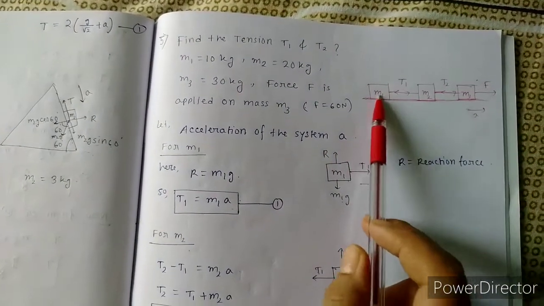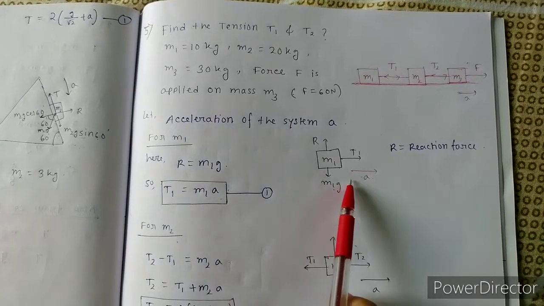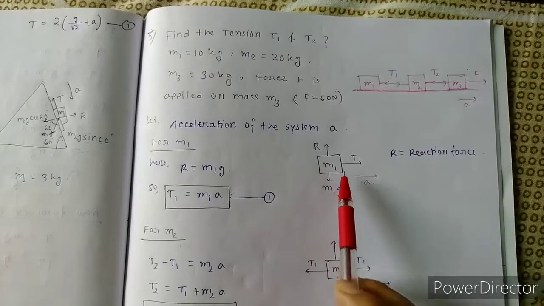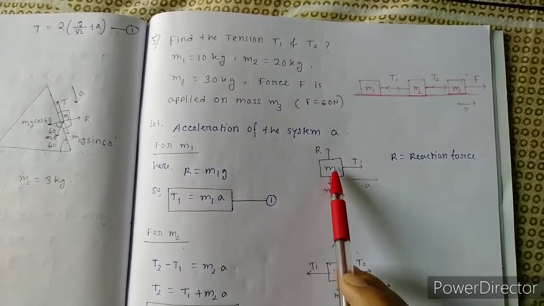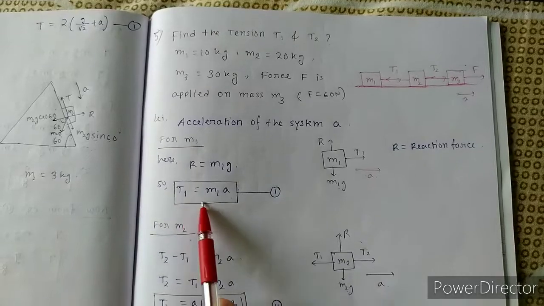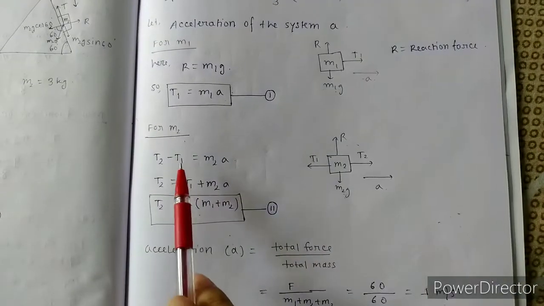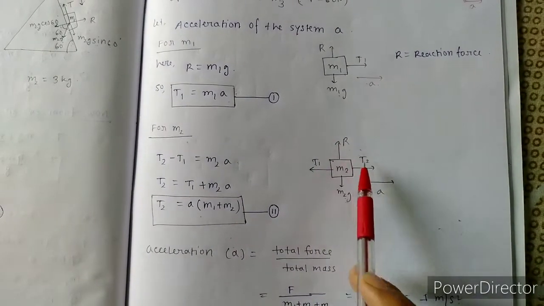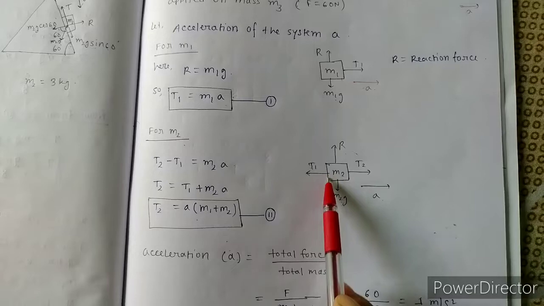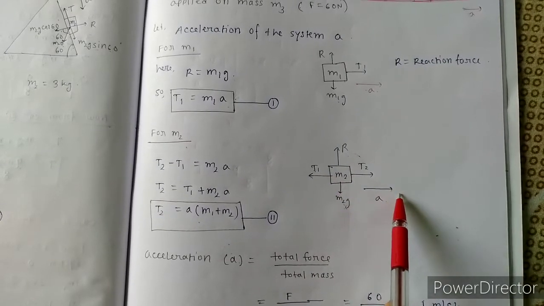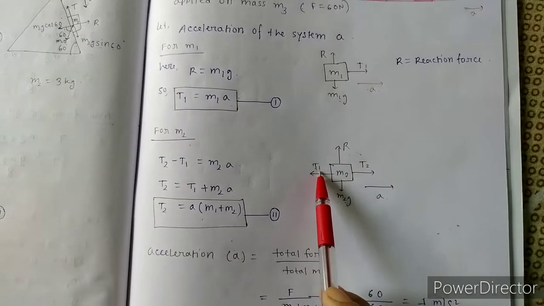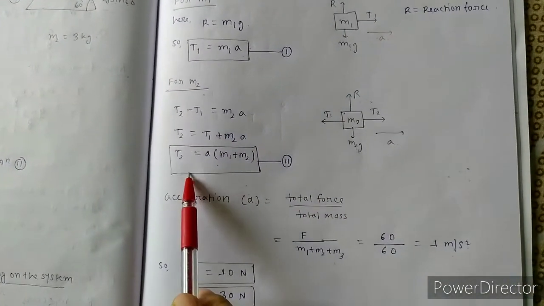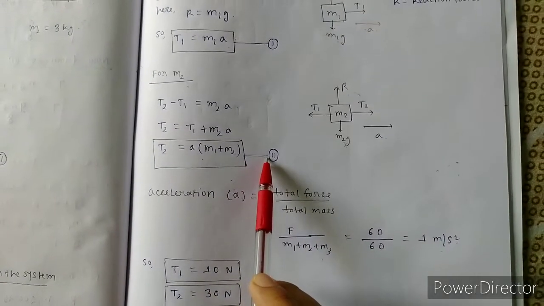Now for the mass m1. If we look at the mass m1, the reaction force R is cancelled out by m1g. So only tension T1 acts on the mass m1. So we get T1 equals m1a. Now for the mass m2. Here also the reaction force R is cancelled out by m2g. As the mass m2 is moving in the right direction, T2 is greater than T1. So we get T2 minus T1 equals m2a. So T2 equals a into m1 plus m2.